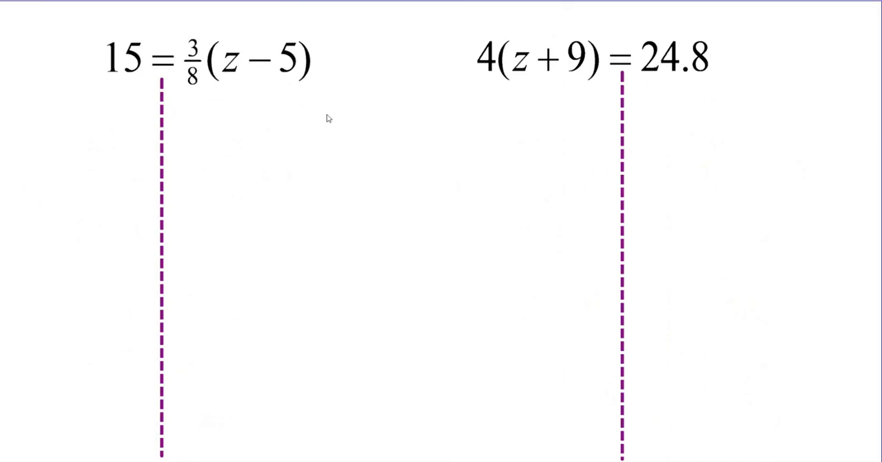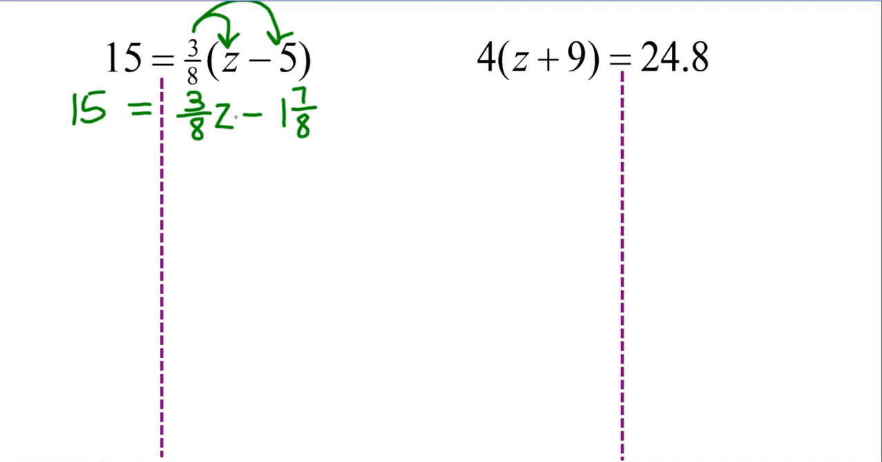A couple more. Here I have a fraction outside the parentheses, but I'm still going to do this the same way. Use the distributive property to eliminate the parentheses. I'm going to multiply both of these by 3/8. So the left-hand side is not going to change. 15 is equal to 3/8 times z, which is 3/8 z, minus 3/8 times 5. 3/8 times 5 is 1 7/8, and there's step 1.